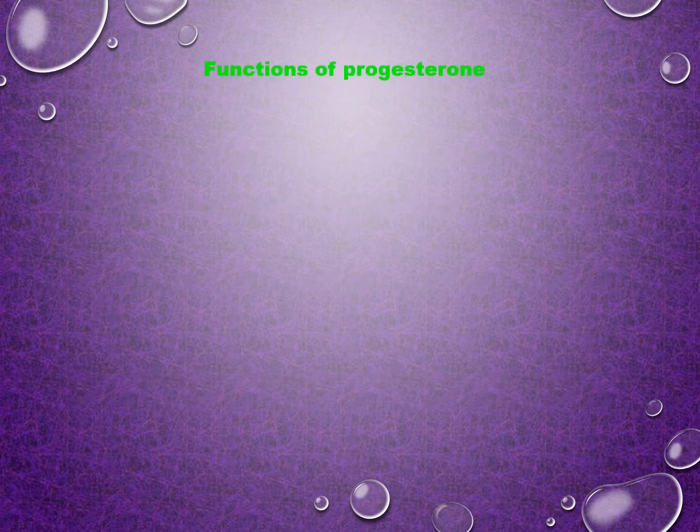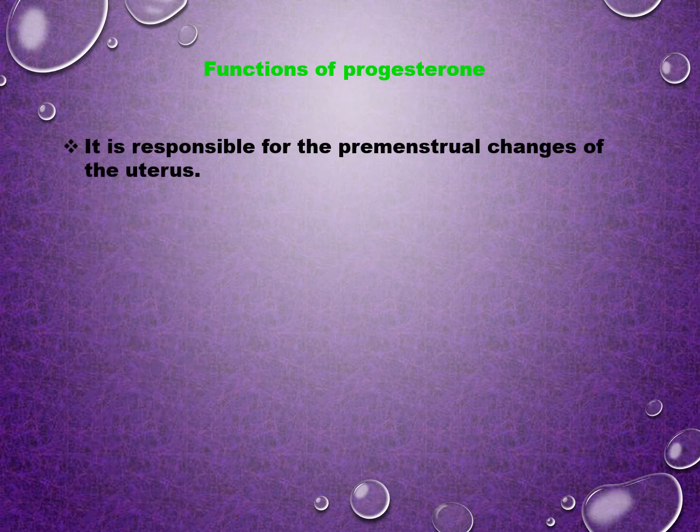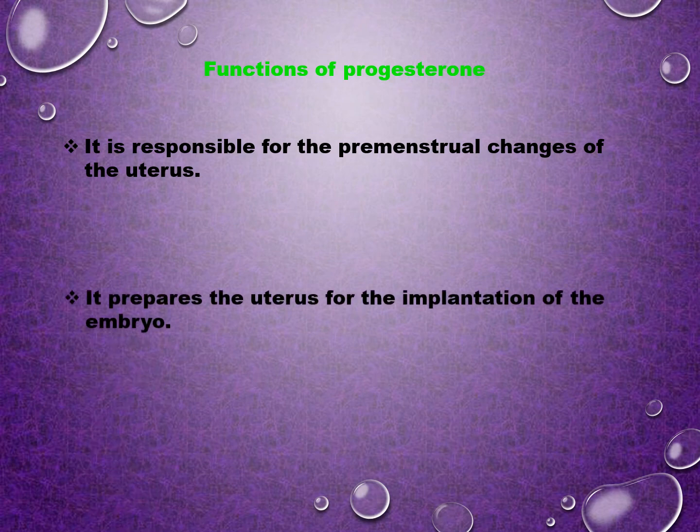Now, functions of progesterone. First one estrogen, second one progesterone. It is responsible for premenstrual changes of the uterus. The menstrual cycle is once in 28 days. Before the cycle, some changes occur in the uterus, and due to this hormone only, the changes will occur.